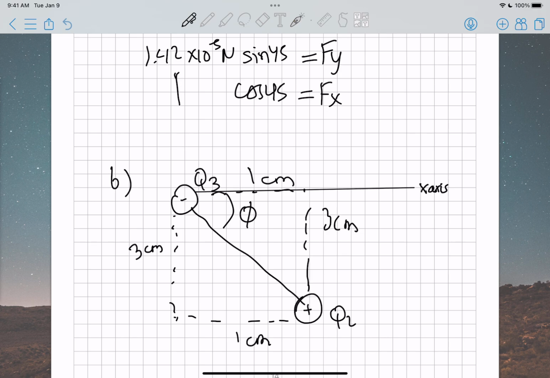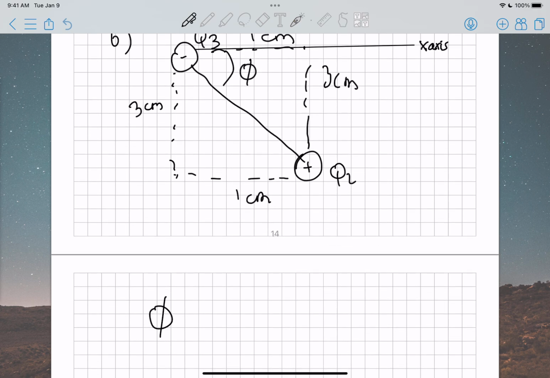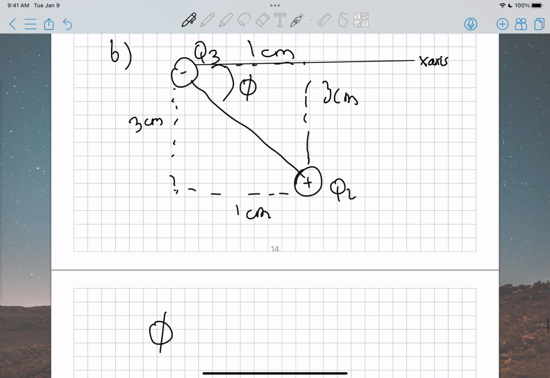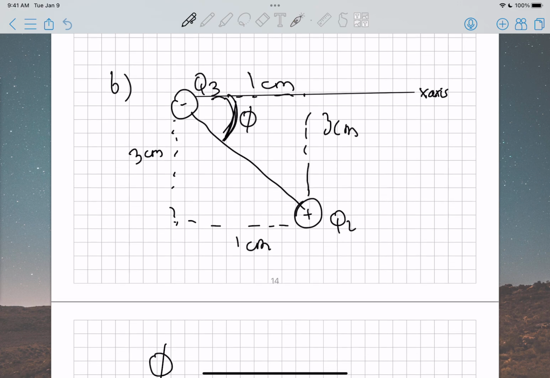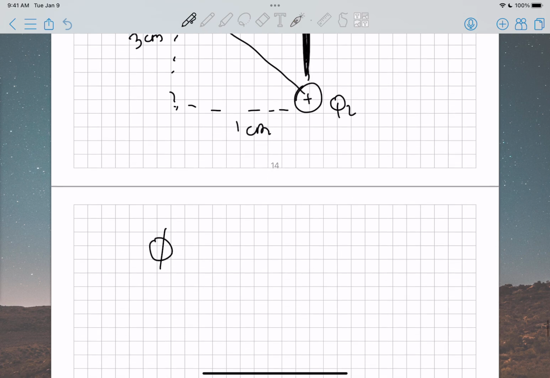How could we figure out this angle? Any ideas? Inverse tangent, right? So we can take inverse tangent, which is opposite over adjacent. If we're looking at this angle right here, you take inverse tangent of 3 over 1, basically.